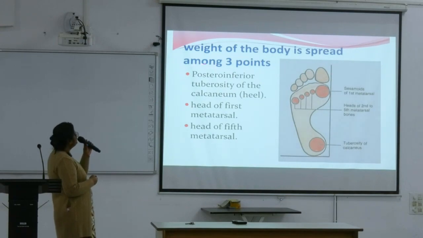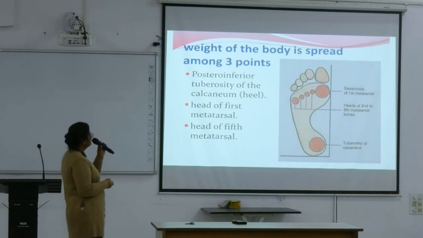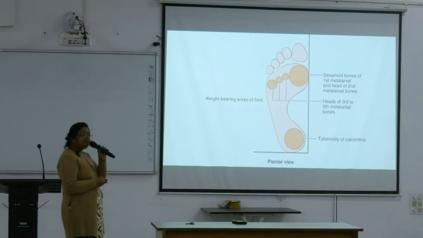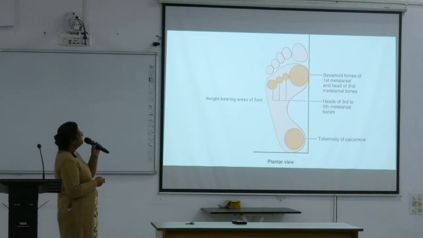So weight of the body is spread among 3 points: posterior inferior tuberosity of the calcaneum or heel here, head of the first metatarsal here, and head of the fifth metatarsal. Okay, so these are the 3 main points where the weight transmission occurs. Next, so this is the tuberosity of the calcaneum. These are the sesamoid bones. 2 sesamoid bones are present near the head of the first metatarsal, and second metatarsal head is also included in this dot. And these are third, fourth, and fifth metatarsal heads. All these are weight bearing.